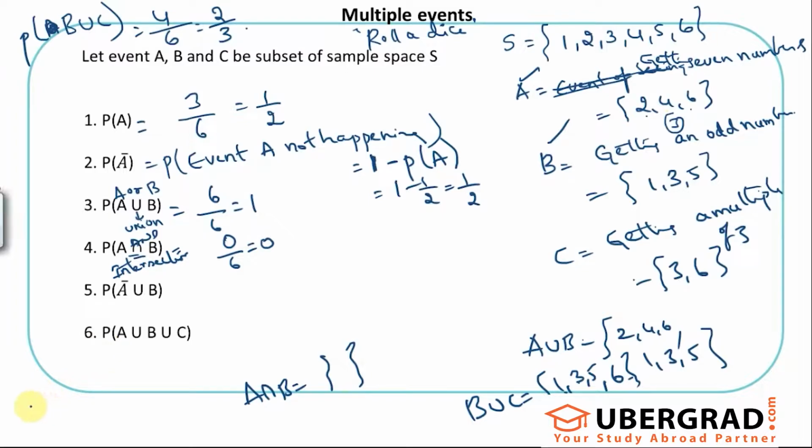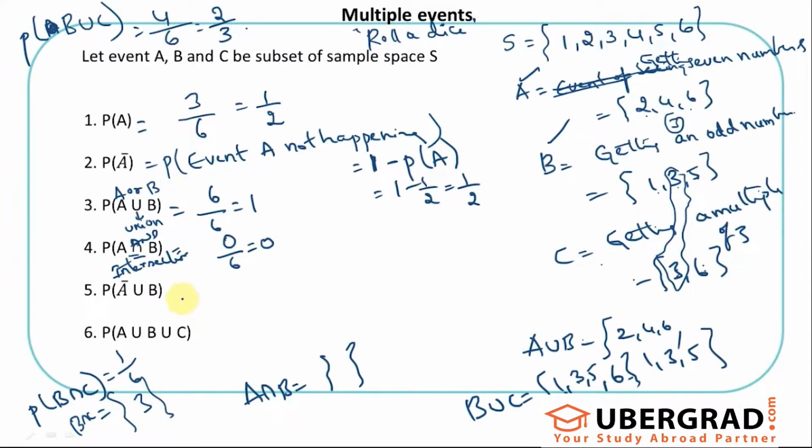Right? Let me show an example, like probability of B intersection C. So B has 1, 3, 5 and C has 3 and 6. So what are the common elements? I see 3 is the common element, right? So it will have one element, that's 3. So P of B intersection C will be 1 by 6. That's how I do it.